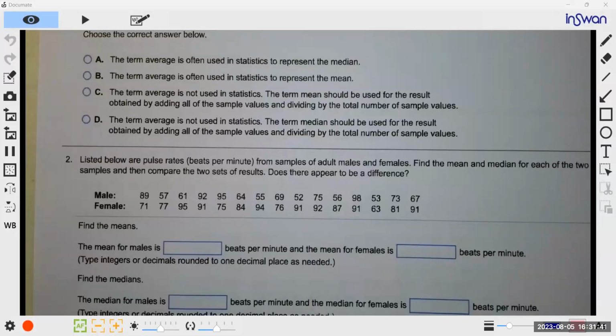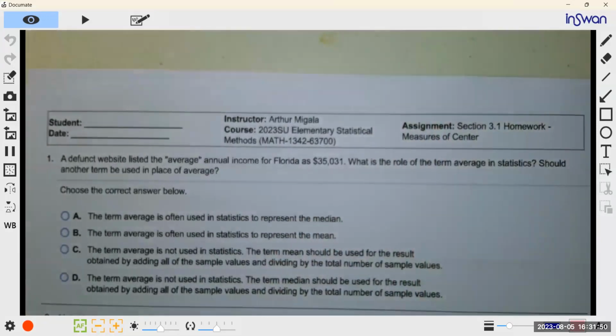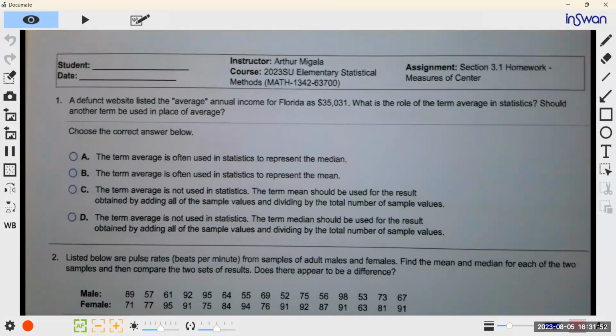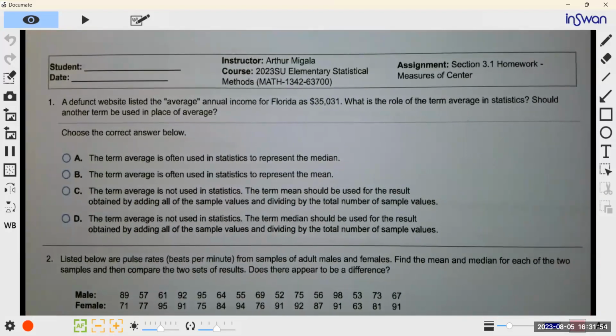Hello, everybody. Welcome back to 1342. Today, we're going to look at Chapter 3, Section 1 homework. Let's look at the first one.